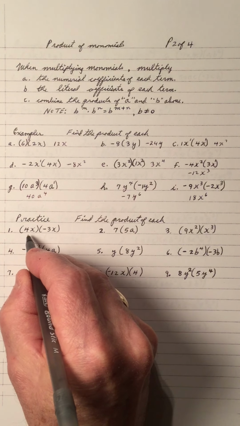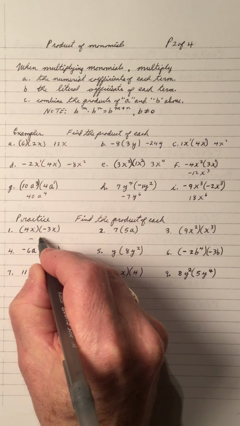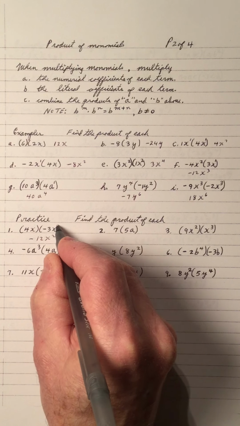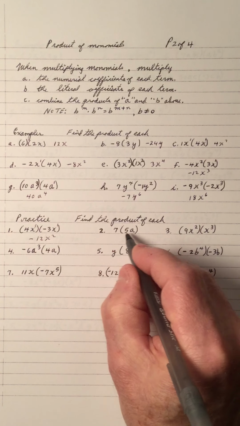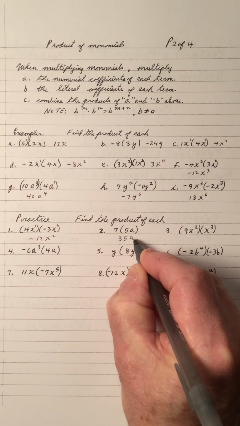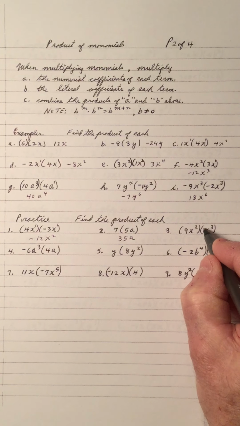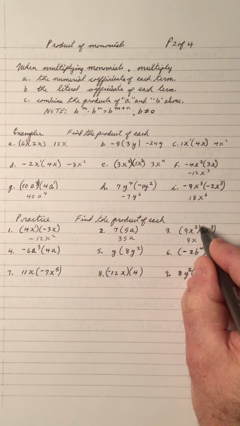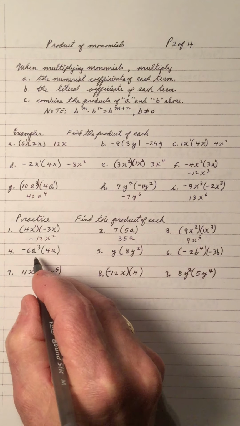Number 1, positive times a negative is a negative. 4 times 3 is 12. x times x is x squared, because there's a 1 and a 1. 7 times 5 is 35, and you only have an a. And that's a 1, so 9 times 1 is 9. x, and you add, you get a 5.